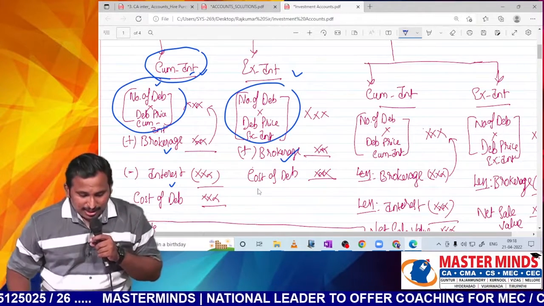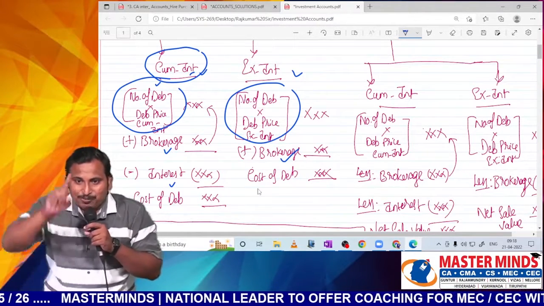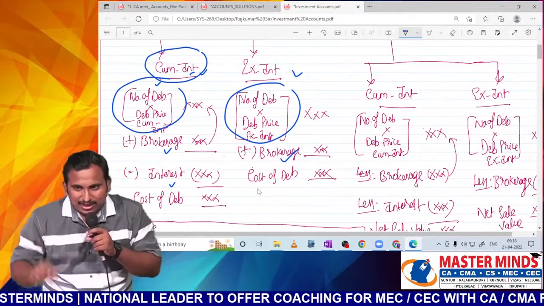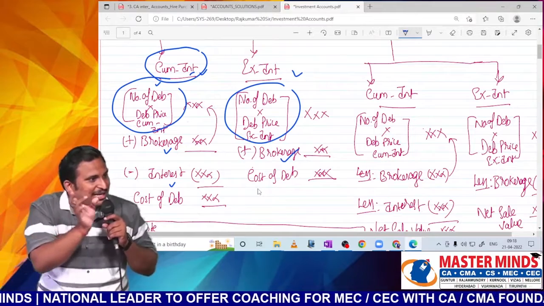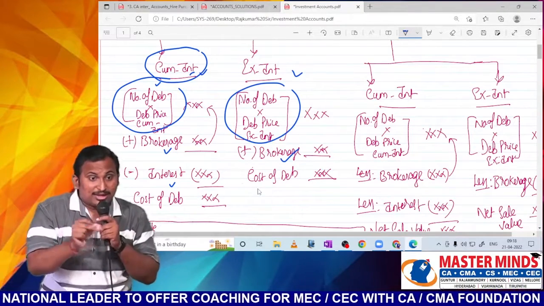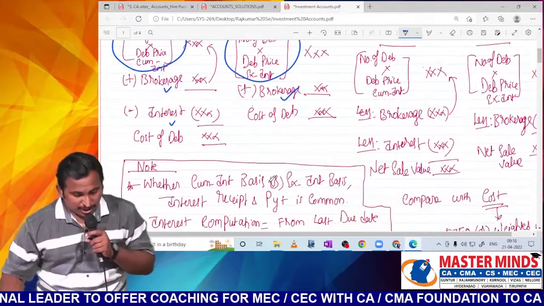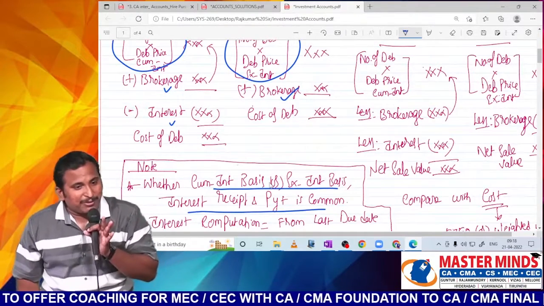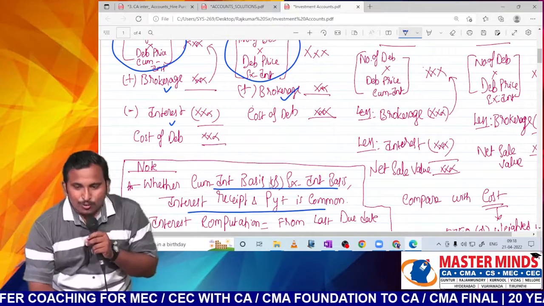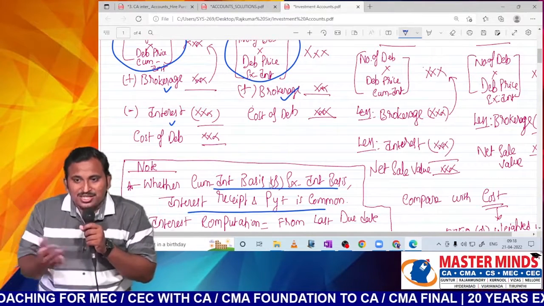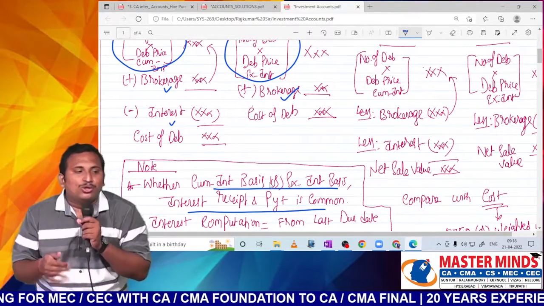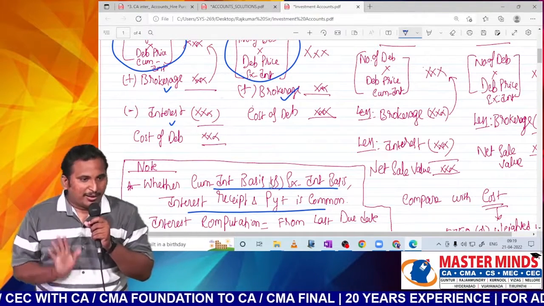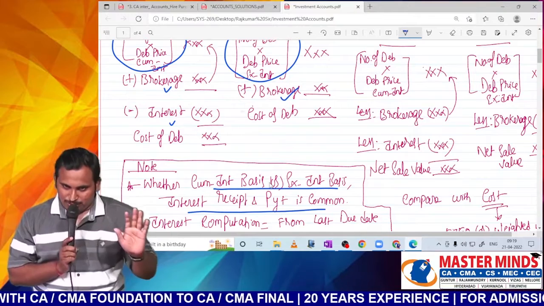Now, then shall we write that interest payment in our debenture account? We will not reduce interest here. In our debenture account, will we write interest payment? Yes. That is what I am saying. Whether cum interest basis or ex interest basis, interest receipt and payment is common. Maybe you will not reduce it here, that's all. Because it is already reduced with interest, you will not reduce it once again. That doesn't mean you will stop making payment. Payment has to be recorded. So hope it is clear.